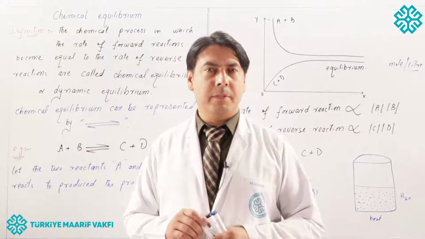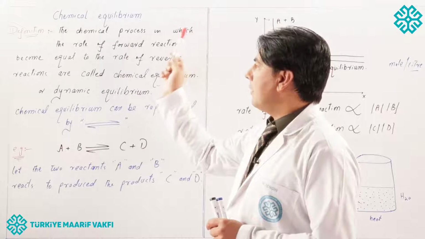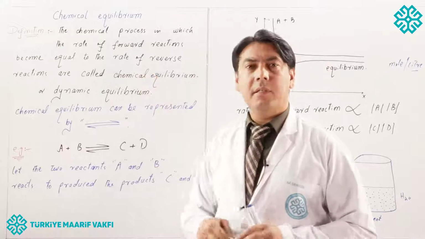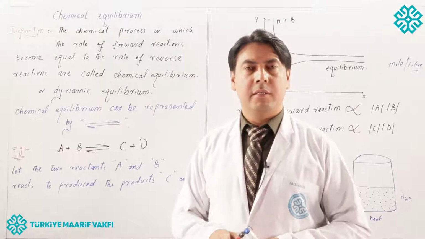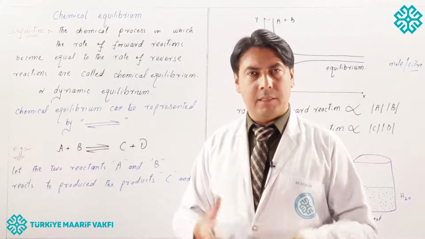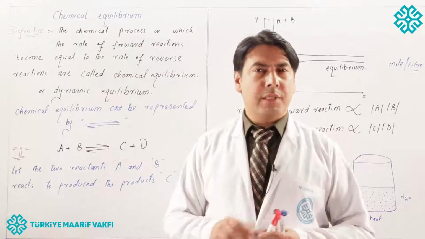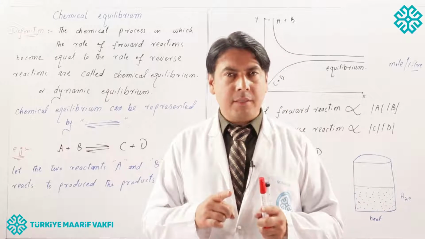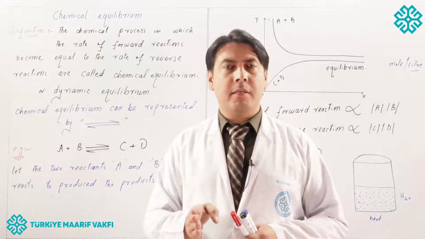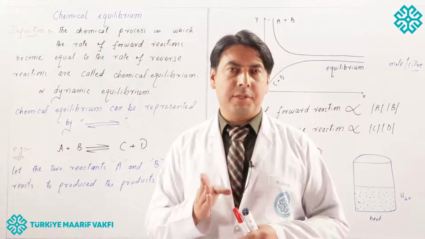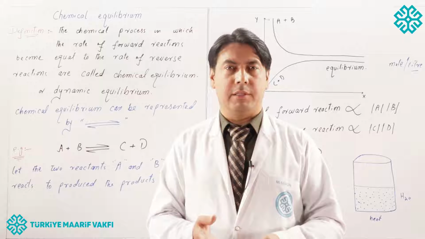Chemical equilibrium can be defined as the chemical process in which the rate of forward reaction becomes equal to the rate of reverse reaction; it is called chemical equilibrium or dynamic equilibrium. The forward reactions are those reactions in which the reactants convert into the products only. And the reverse reactions are those reactions in which the products convert into the reactants only.